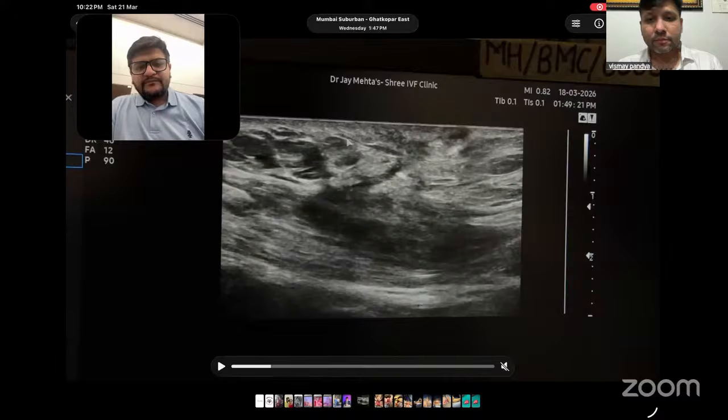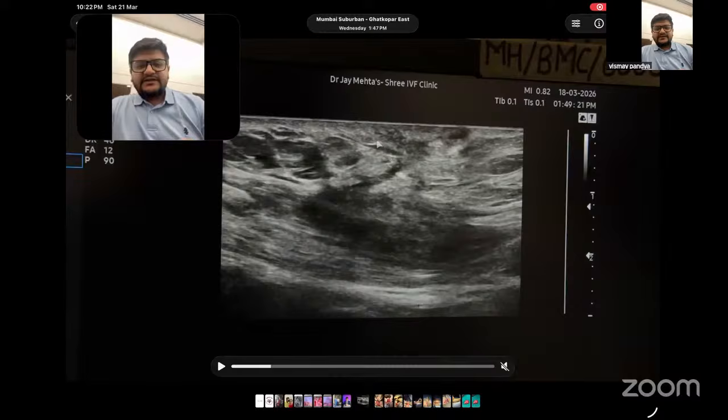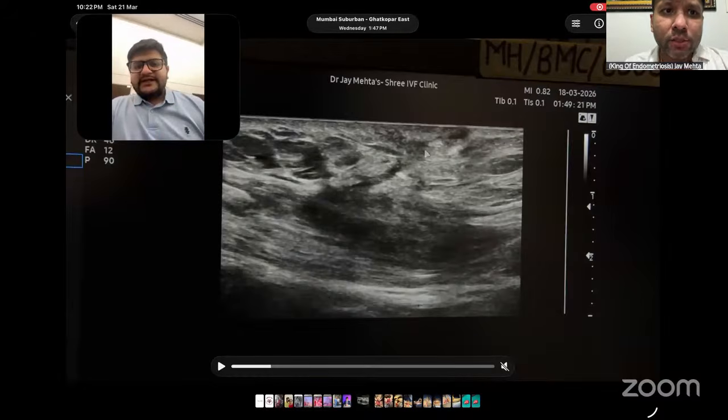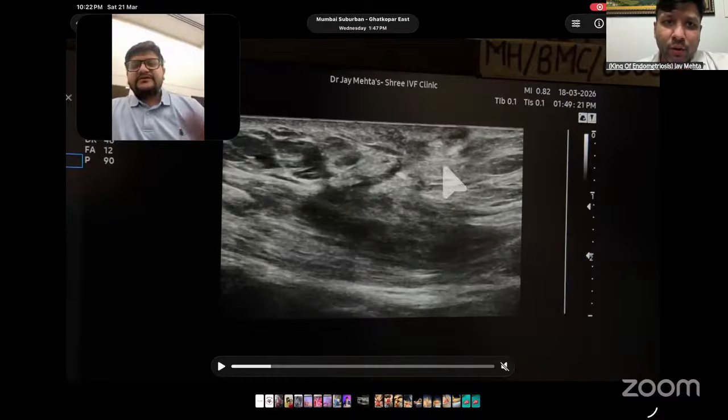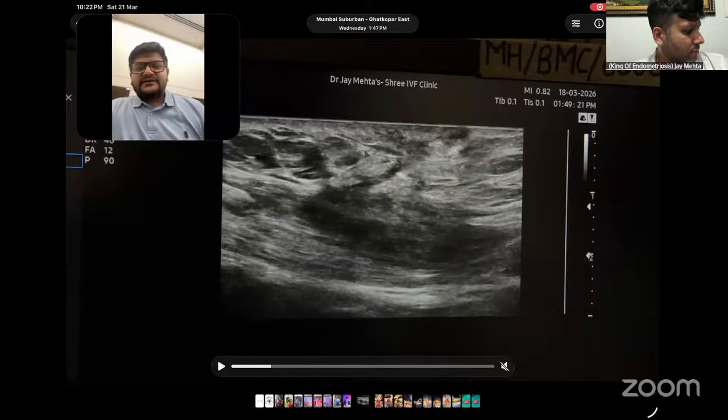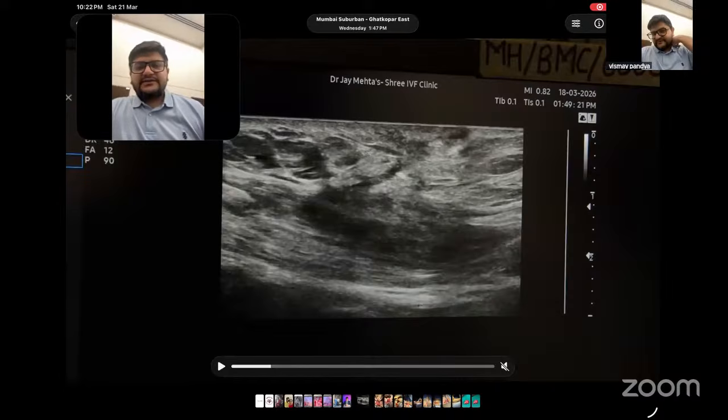The fat layer, and the wall structures you can see below that. All the structures which are hyperechoic are the fat. Vismay, the hyperechoic structure is also called the white structure, remember. Sonographically, it's more correct to say hyperechoic.